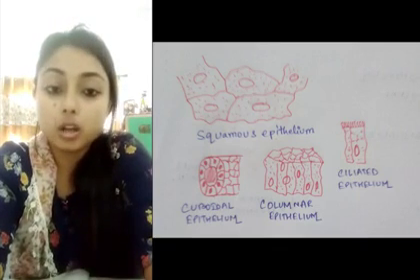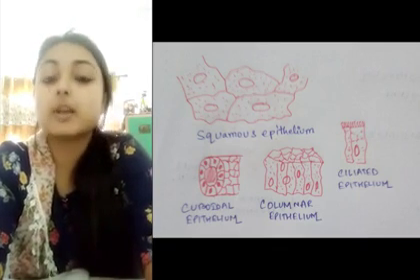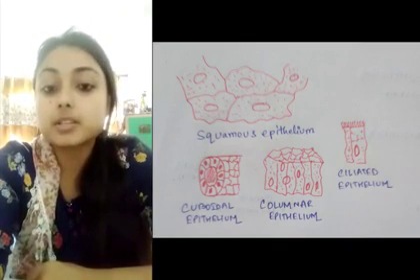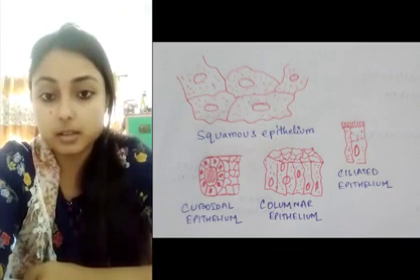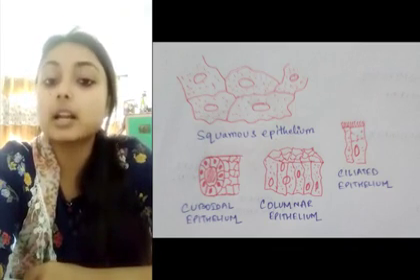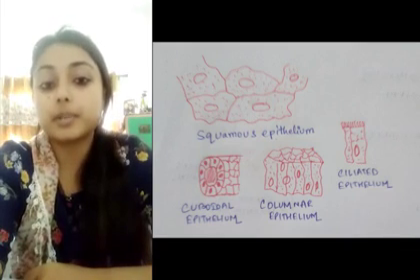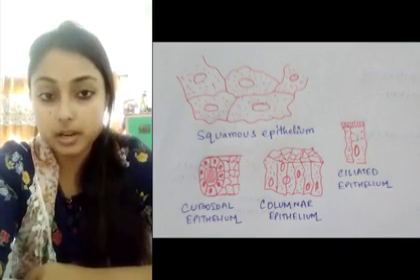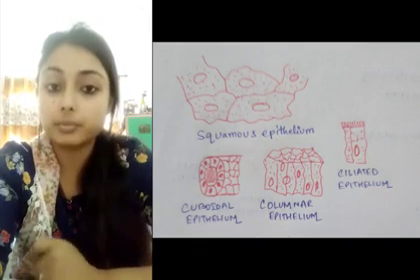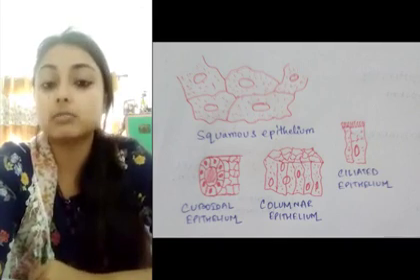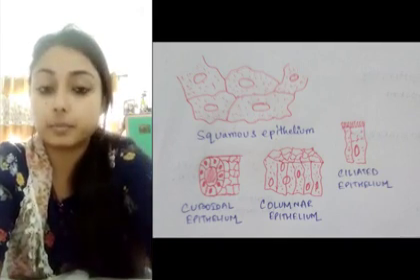Next is the columnar epithelium tissue. So they are more column shaped. They contain vertically arranged cylindrical or brick-like cells, and generally they are found in the inner lining of the stomach and intestine.